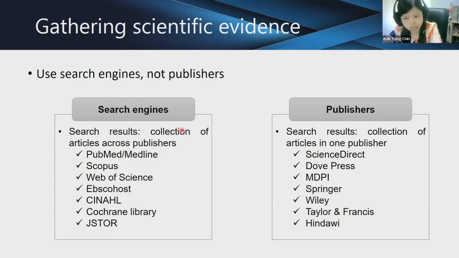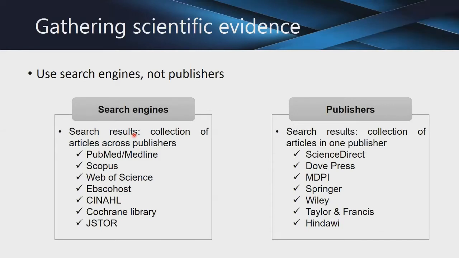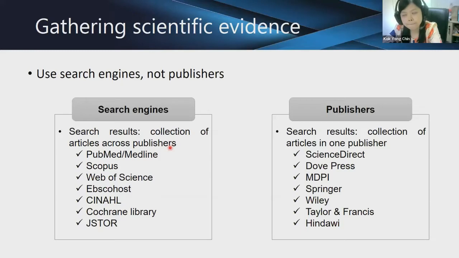Firstly, a search engine gives you a collection of articles across publishers. You need to use a search engine because it can offer you a wider search. You get wider records, because it is across publishers. That means there are multiple publishers in one search engine. When it is only a publisher, the search results will be based on the collection of articles in that one publisher. So a search engine provides you a wider search, because you can get articles across publishers.